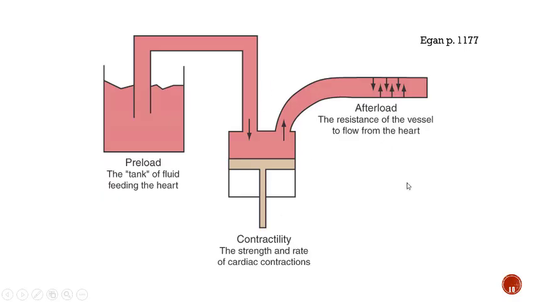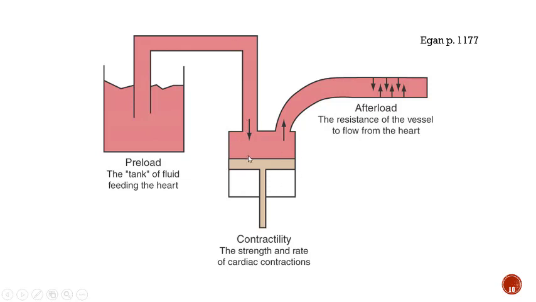One of the ways that I've seen this described, and Egan I think does a good job on this, and Egan doesn't always do a good job making things simplified, but I personally like this diagram. So if you think about preload as the tank of the fluid feeding the heart. This is like during diastole when the heart is filling with that blood volume. It's undergoing a stretch, getting ready for contraction in systole. So it's filling. Then you come to the beginning of systole and you have that contraction.